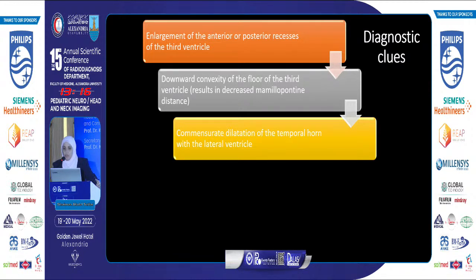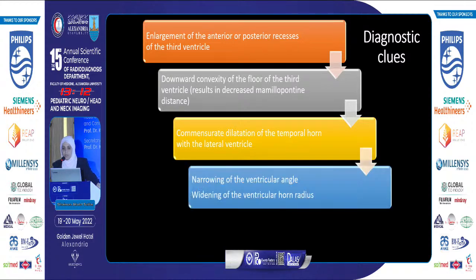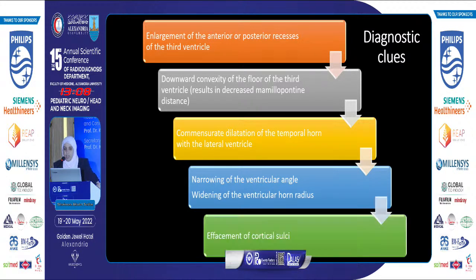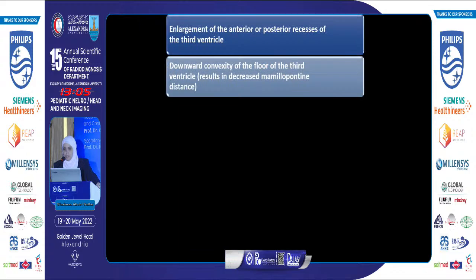There is also dilatation of the temporal horn in proportion to the body of the lateral ventricle, with narrowing of the ventricular angle and widening of the ventricular horn radius, also with effacement of the cortical sulci. The first two, as we said, are the most important diagnostic clues.